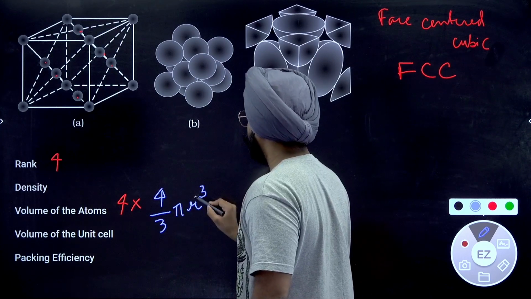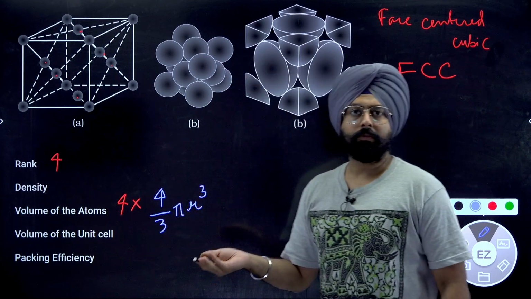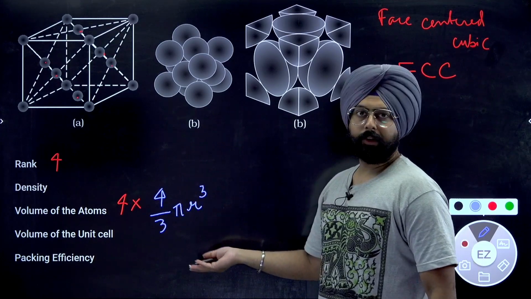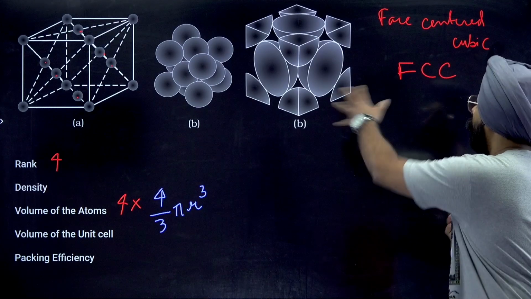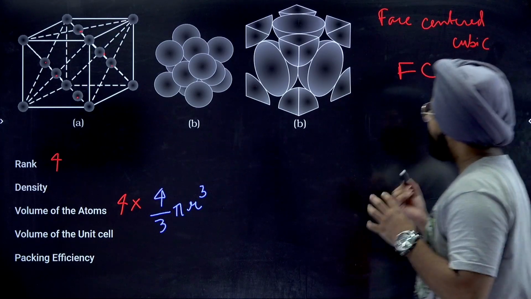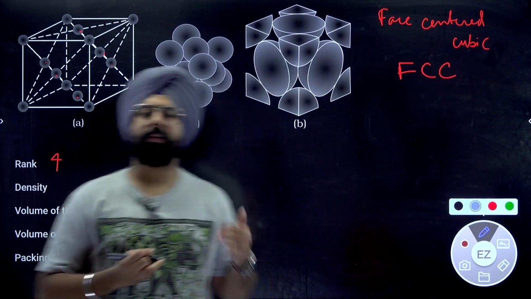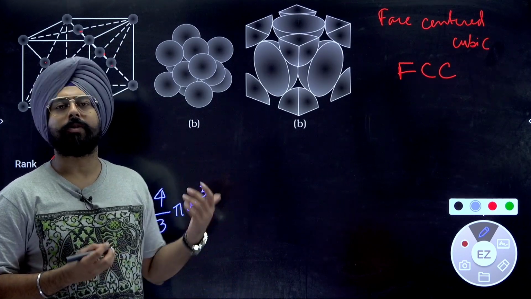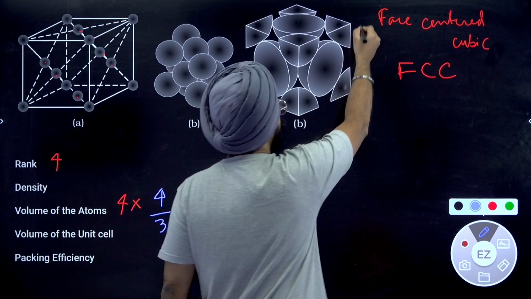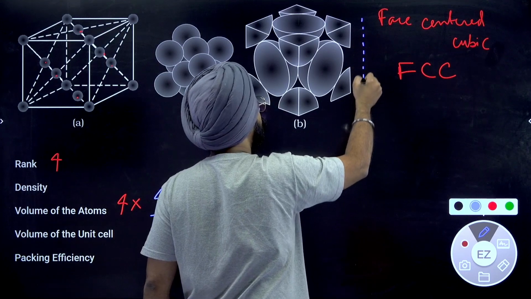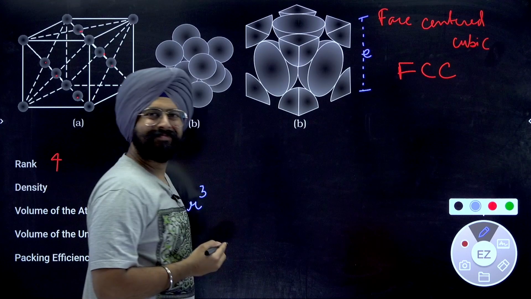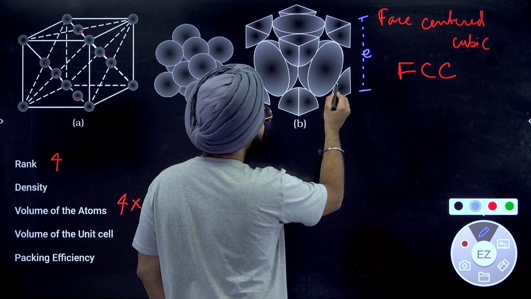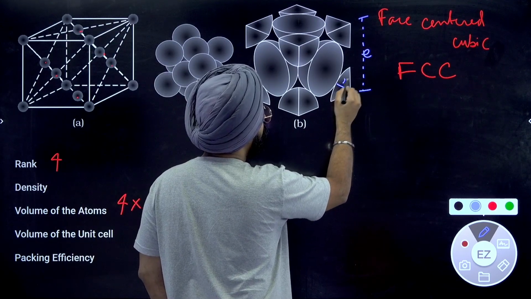If the radius of an atom is R, the volume of the atoms is 4 into 4 by 3 pi R cube, because there are 4 atoms inside the unit cell effectively. Now, my dear friends, we need to find a relationship between the radius of the atom and the edge length. So this is your edge length, E. This, my dear friends, is R.